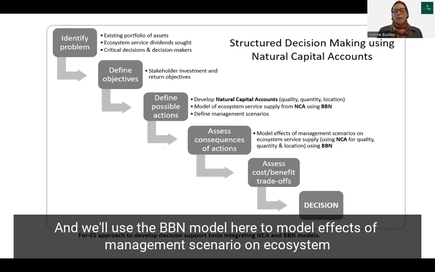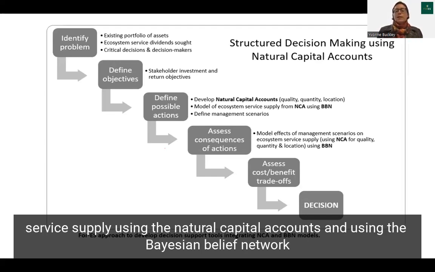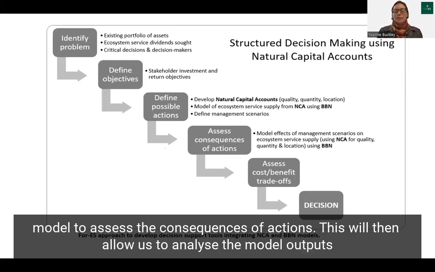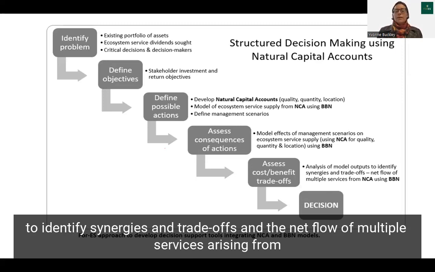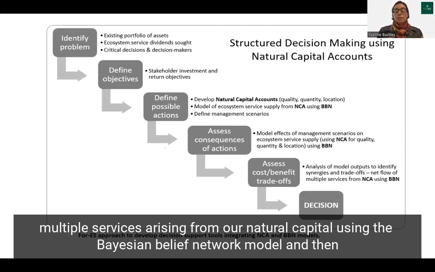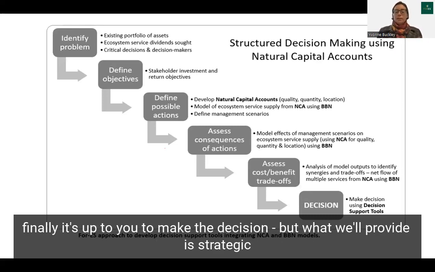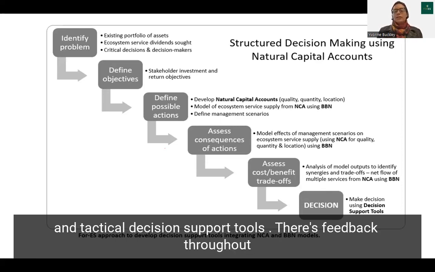And we'll use the BBN model here to model the effects of management scenarios on ecosystem service supply using the natural capital accounts and using the Bayesian Belief Network model to assess the consequences of actions. This will then allow us to analyze the model outputs to identify synergies and trade-offs, and the net flow of multiple services arising from our natural capital using the Bayesian Belief Network model. And then finally, it's up to you to make the decision. But what we'll provide is strategic and tactical decision support tools.